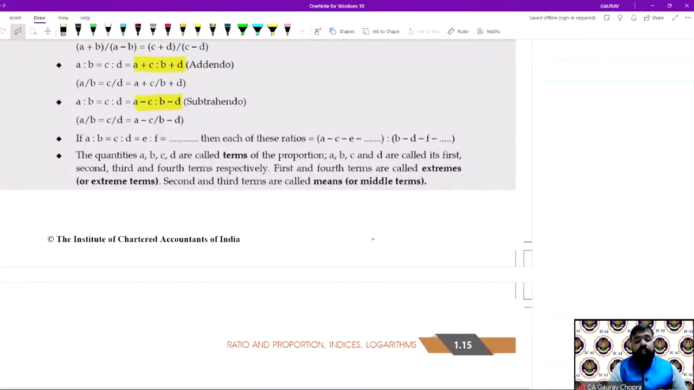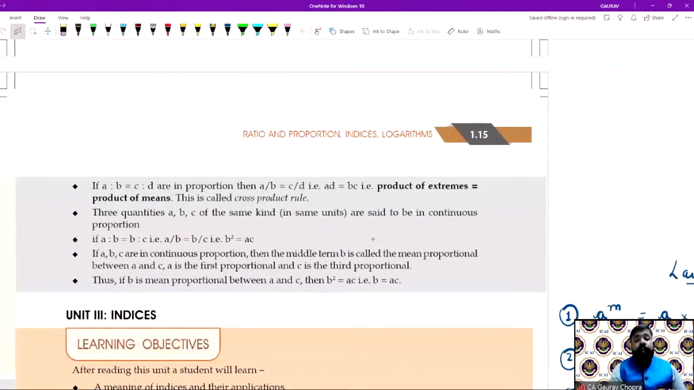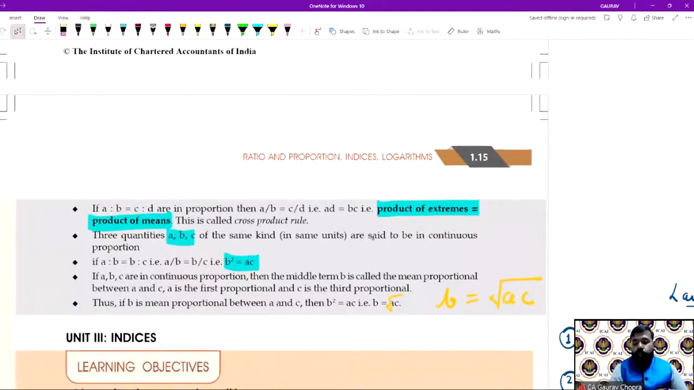Then the quantities A, B, C, and D are known as the terms. A is the first term, B the second term, C the third term, and D the fourth term. A and D are commonly known as extreme terms, whereas B and C are commonly known as middle terms or means. According to the cross product rule, the formula is: product of extremes is equal to product of means. This is the cross product rule. In case of three terms, we can apply this as B square equal to AC. If A, B, and C are in continuous proportion, then the mean proportional can be found using the above formula. So B square is equal to AC, and we can write B is equal to root of AC.